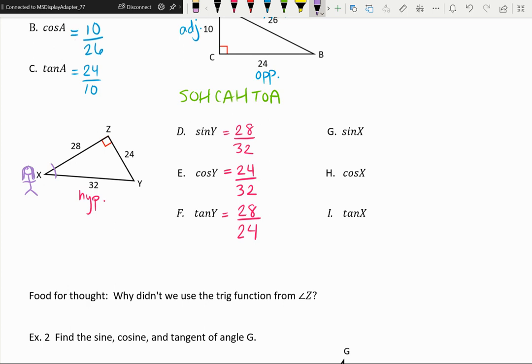That's me, long hair. Extra long neck. My stick people always have weirdly long necks. Okay, so now that I've moved my perspective, now my opposite leg and my adjacent leg are different. So from here, the hypotenuse is still 32, but now the opposite leg is going to be 24. And the adjacent is 28. They've switched.